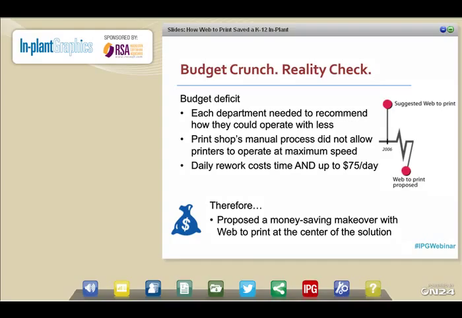And I proposed a money-saving makeover that included web to print. I got creative with our budgets and was able to push my vision onto the people that mattered.